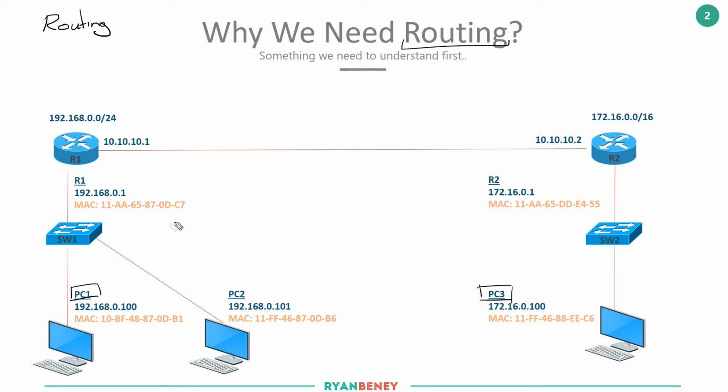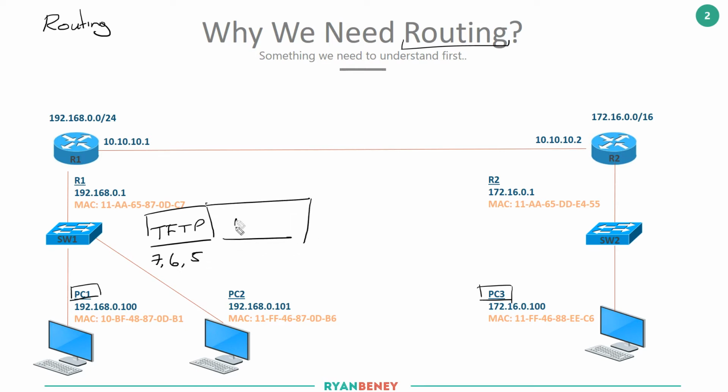So first of all, let's say PC1 creates the data. It's a TFTP packet. So the application creates TFTP, and this will be the application layer, the presentation layer, and the session layer.